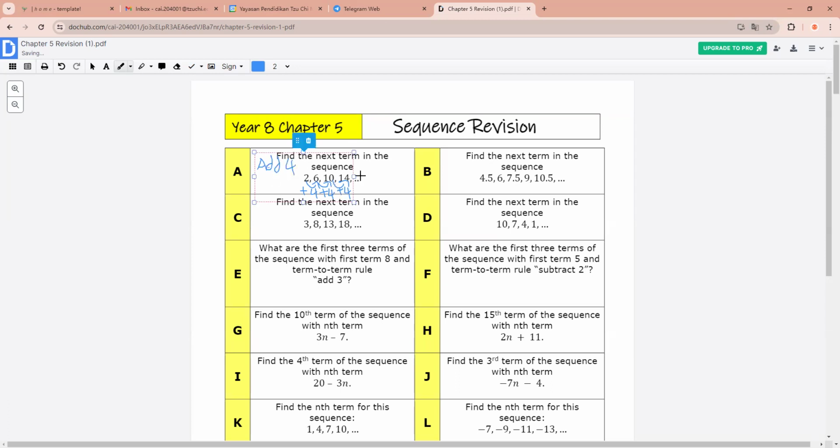And now we have to find the next term in the sequence. So what we have to do is take the last term, which is 14, and then we add 4, which gives us 18.